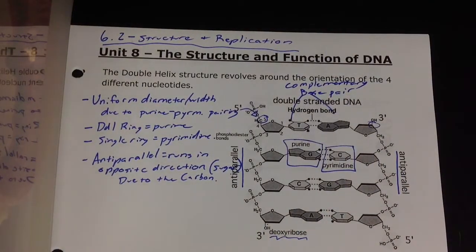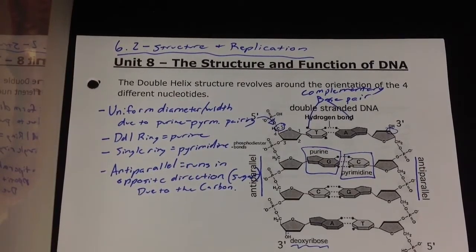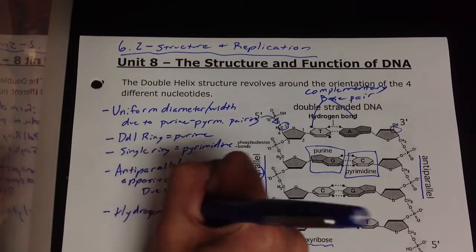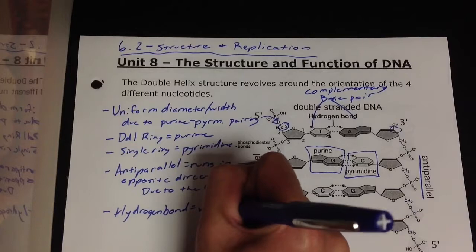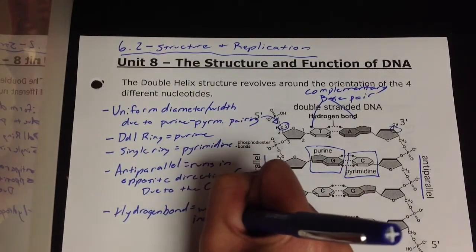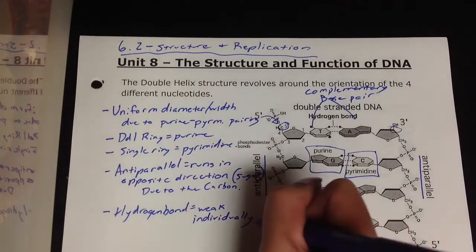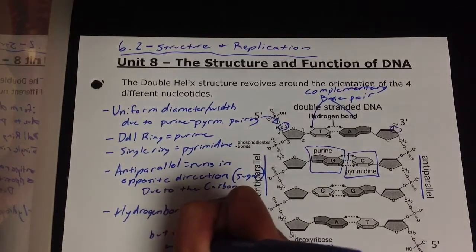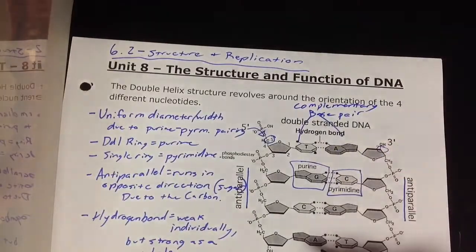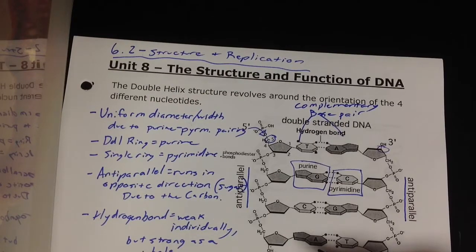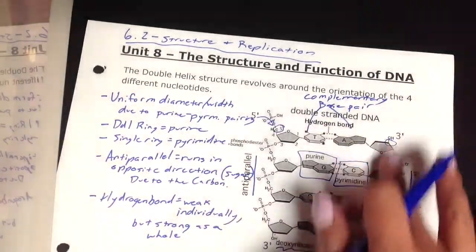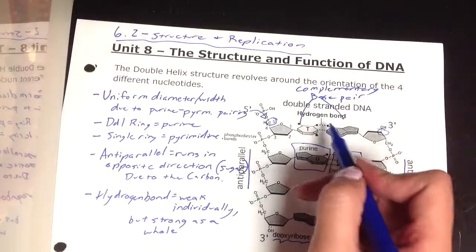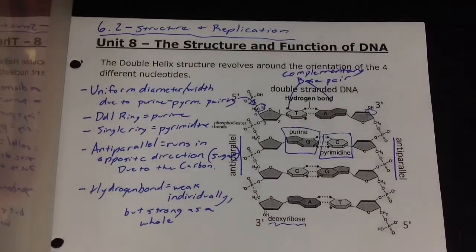And that'll be more important when we talk about replication. And then the last thing that we mentioned here is that the hydrogen bonds are actually weak individually, but strong as a whole. So when you combine all of these hydrogen bonds together, they make a very strong DNA molecule, and the 2 sides of the DNA ladder are unlikely to break apart. However, with the help of an enzyme, it can individually break those hydrogen bonds.